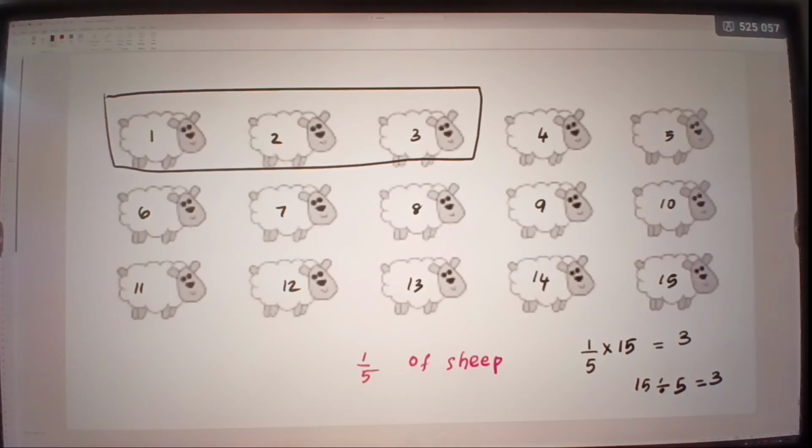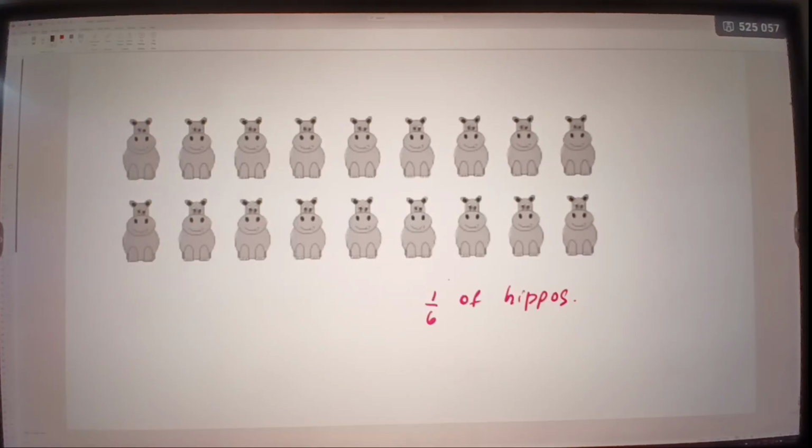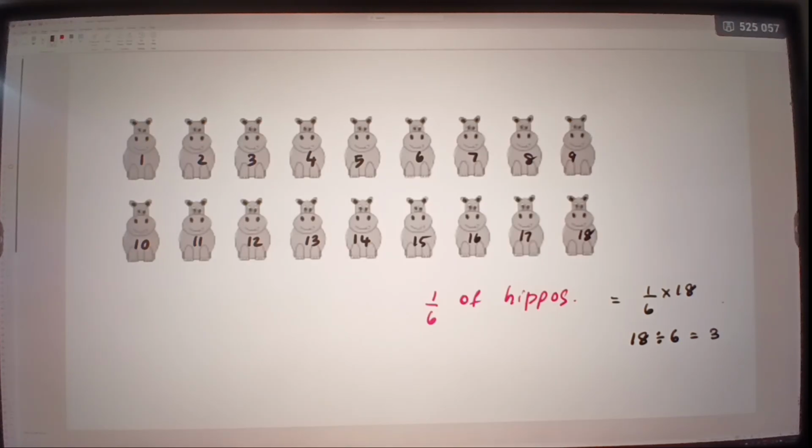So next is 1/6 of hippos. First count the number of hippos. So total 18 hippos are there. So you want to do 1/6 times 18. That means 18 divided by 6, that is 3. So 3 hippos.